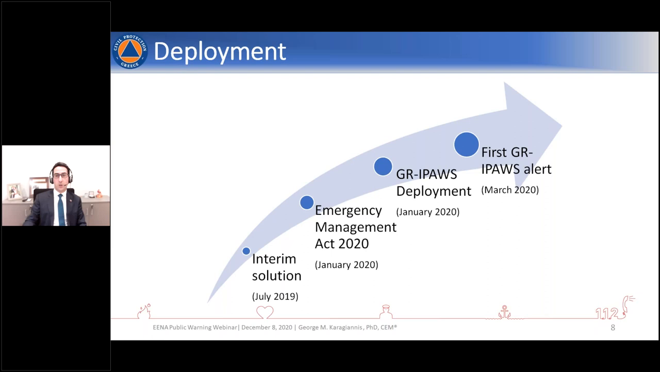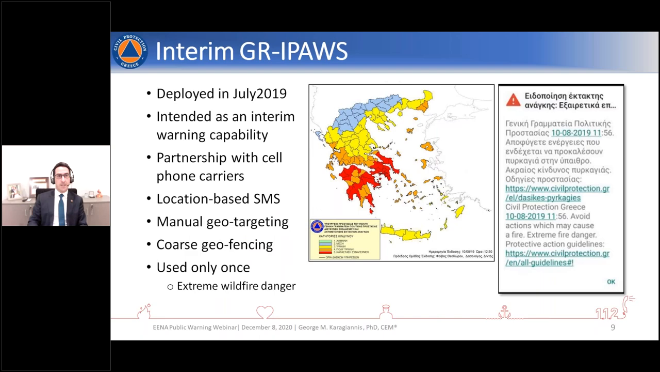The interim solution was deployed in July 2019, and it was intended as an interim warning capability. It was developed and deployed in partnership with cell phone carriers in the country. It was essentially location-based SMS, using manual geotargeting and a pretty coarse geofencing. It was used only once when a big part of the country was in extreme wildfire danger on August 10 and 11. Arguably, this was an exceptional situation because it was only the second time in 20 years since the wildland fire danger metric was established that any part of the country was in extreme fire danger.